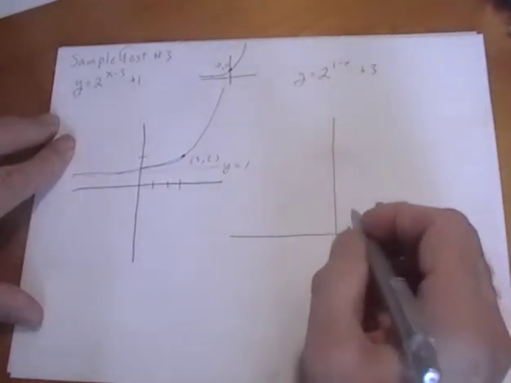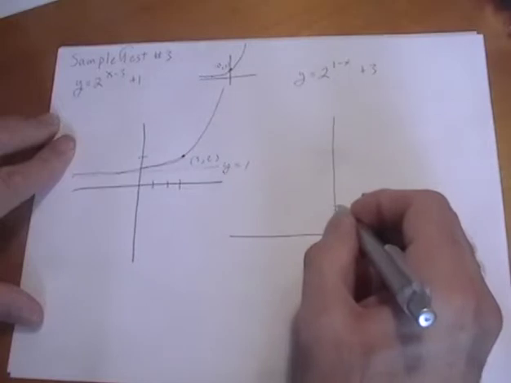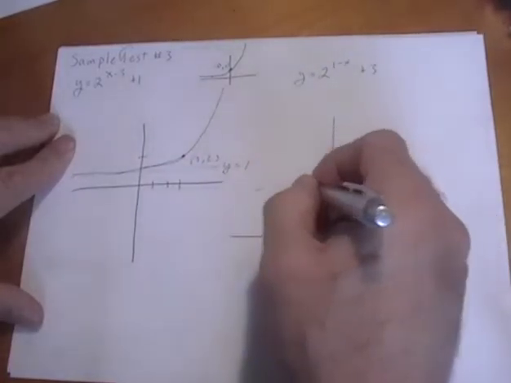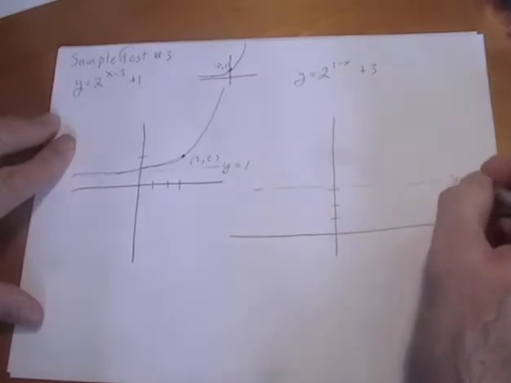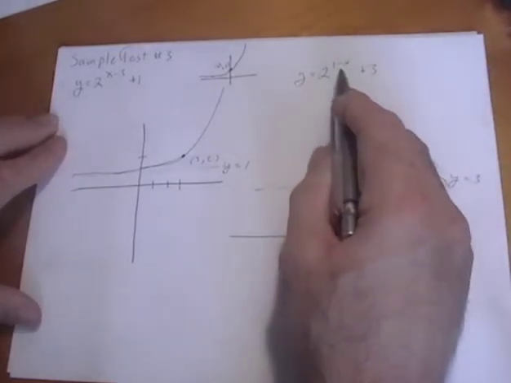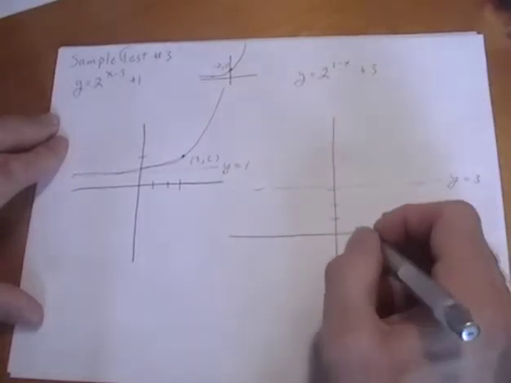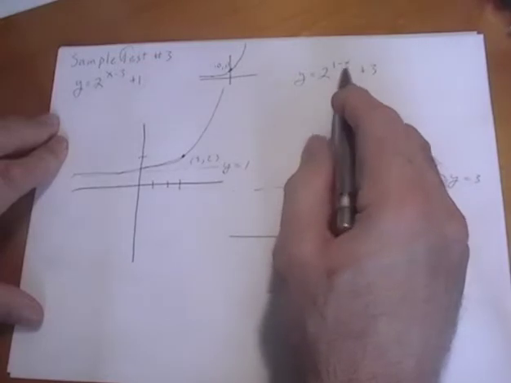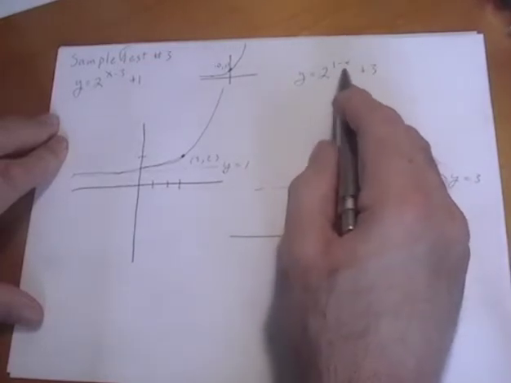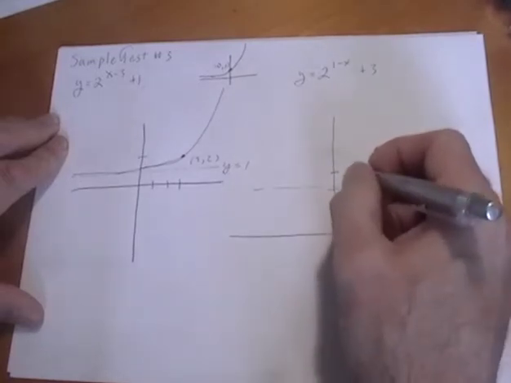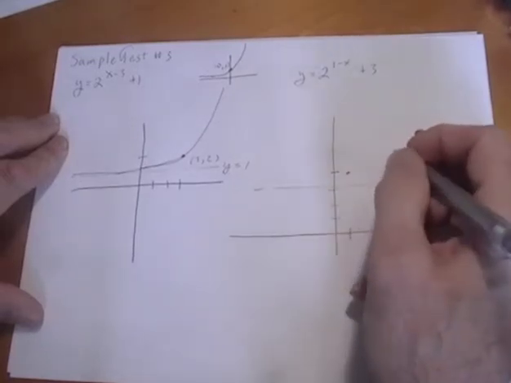I start by going up 3: 1, 2, 3, and that will be my horizontal asymptote. I'll label it y equals 3. The exponent will be 0 when x is 1. If I plug in 1, I have 2 to the 0, that's 1, plus 3 is 4. So this should go through the point (1, 4).